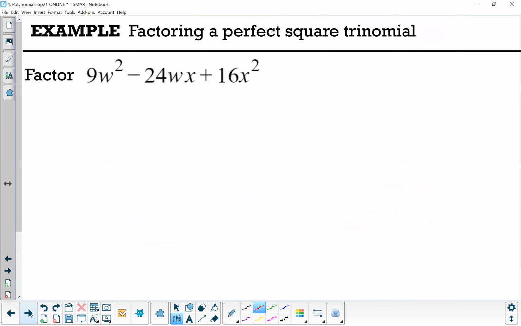So here we have another perfect square trinomial. Go ahead and pause the video, try using the guess and check method, and then we'll do it together.